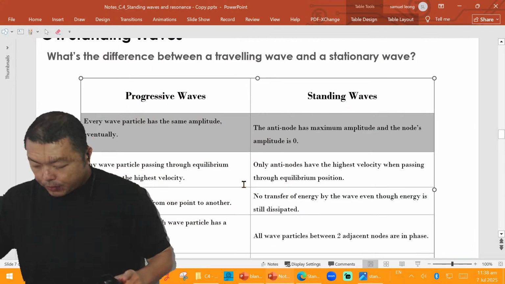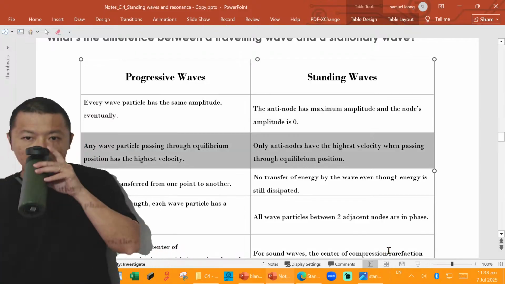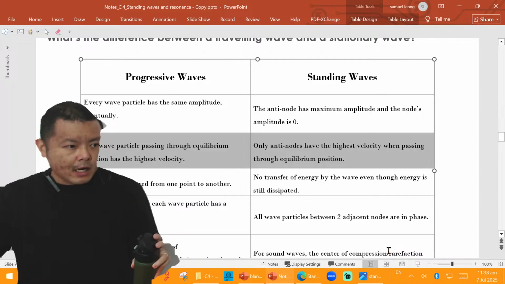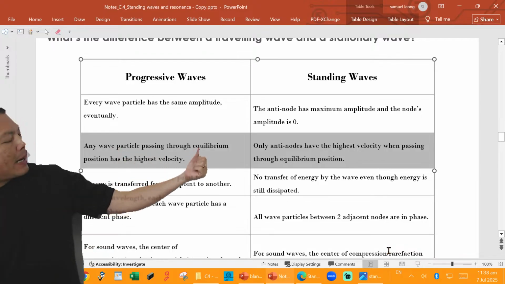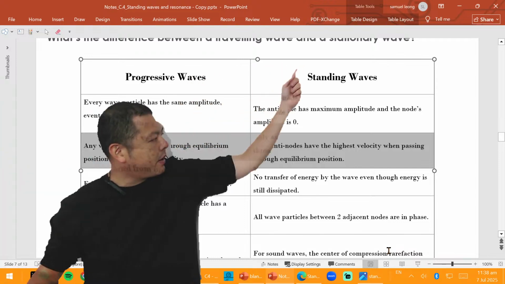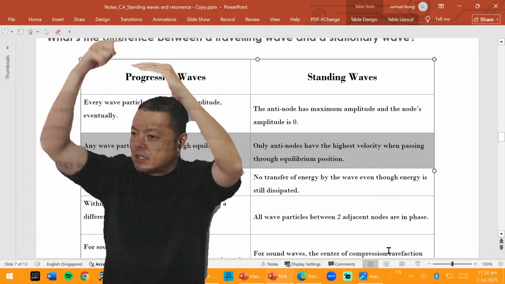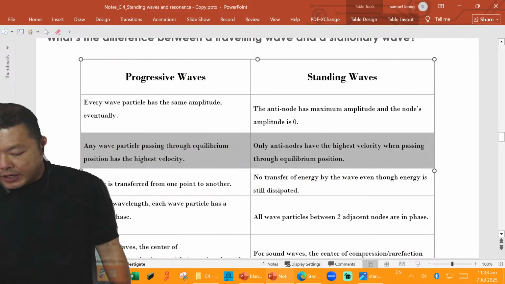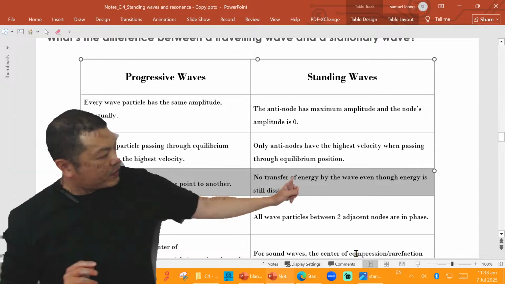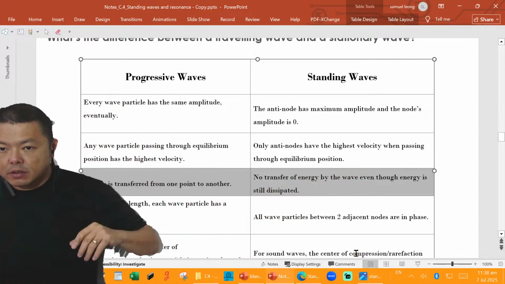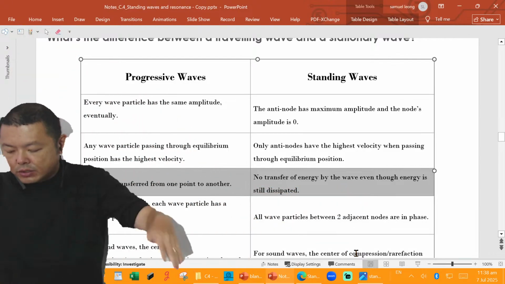We need to go through more points. Okay. Then what if they ask you, how about the velocity? Any wave particle passing through the equilibrium will have the highest velocity, but for standing waves, only the antinodes have the highest velocity because they have the greatest displacement, so they need to travel the fastest. Okay. Progressive wave, energy is transferred from one point to another. Standing waves, no transfer of energy, but there's energy dissipated to the surroundings. It's still kind of transferred to surroundings. Okay, so it's lost to surroundings.